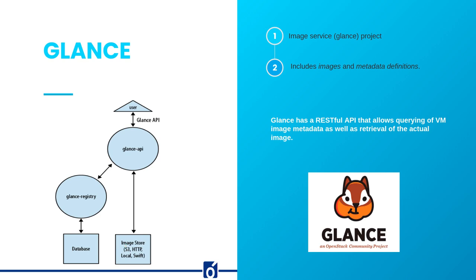The image store can be S3, your local storage, or Swift. It stores the actual image and the database stores the metadata. So once we require it, we can easily fetch the images of the OS. So basically, it's an image service.